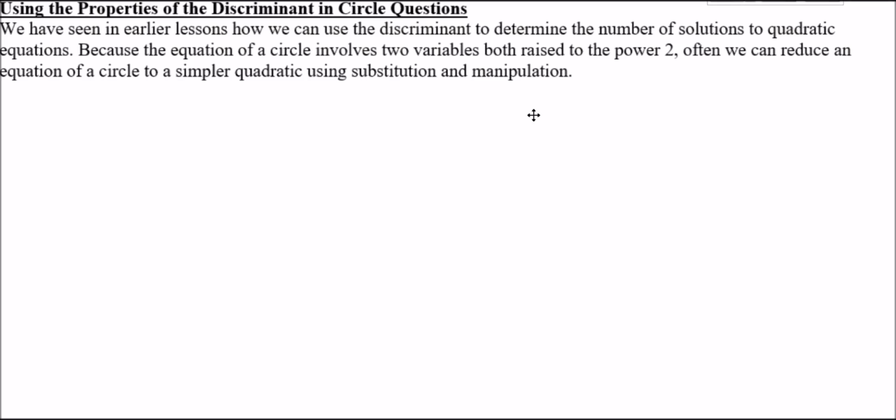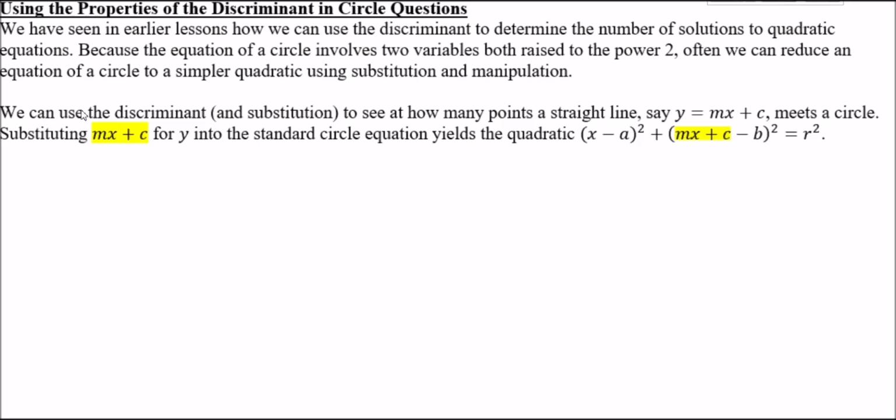So we've seen in earlier lessons, in the quadratics chapter, how we can use the discriminant to determine the number of solutions to quadratic equations. But because the equation of a circle involves two variables, both raised to the power 2, it involves x squared and y squared. Often we can reduce an equation of a circle to a simpler quadratic using substitution and algebraic manipulation. So we can use the discriminant in combination with substitution to see at how many points a straight line, let's just call it the standard y equals mx plus c, meets a circle.